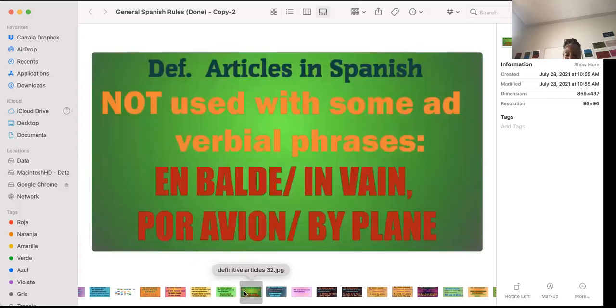En balde, in vain, no, in either language do you have the, what do you call it? The definite article. Por avión, by plane. And avión has an accent, don't forget. But because I have it in capital letters and uppercase letters, you don't need the accent.